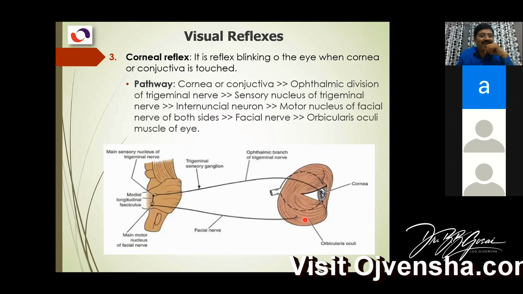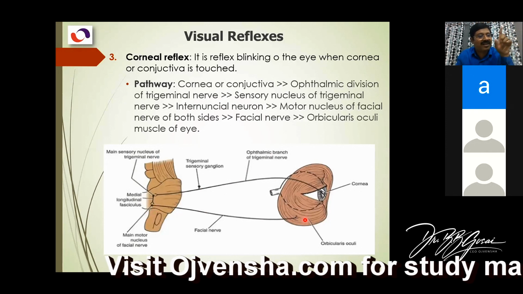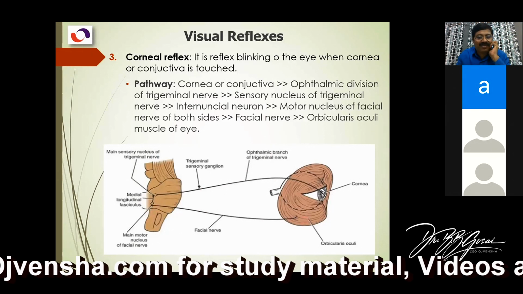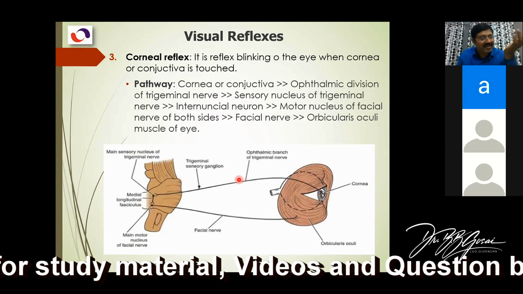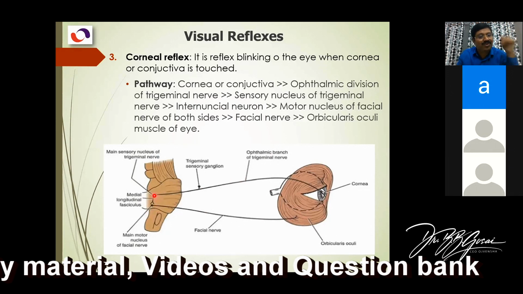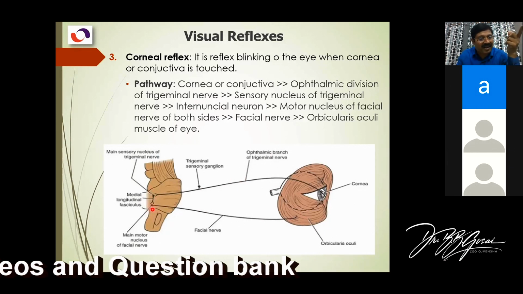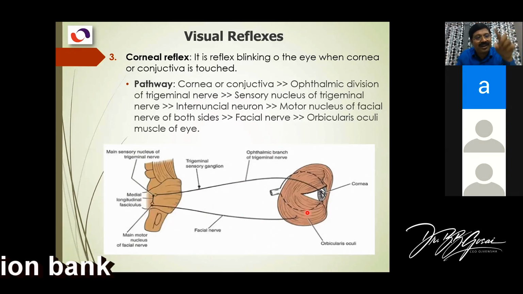So this is the corneal reflex, reflex blinking. When the cornea is touched or some particle touches it, it immediately closes. The fibers come from the cornea through the trigeminal nerve, which is the sensory nerve for the cornea. There it goes to its sensory nucleus in the brain. Then it goes through a reflex arc to the motor nucleus of the facial nerve, and the facial nerve controls the orbicularis oculi, which we discussed. So it closes the eye. So that is the corneal reflex.